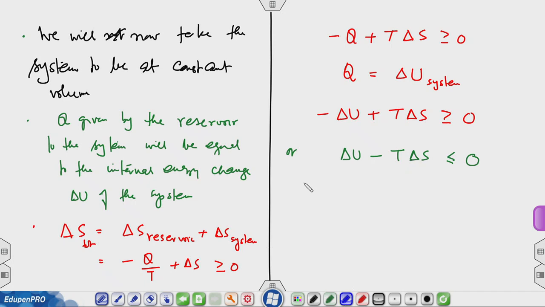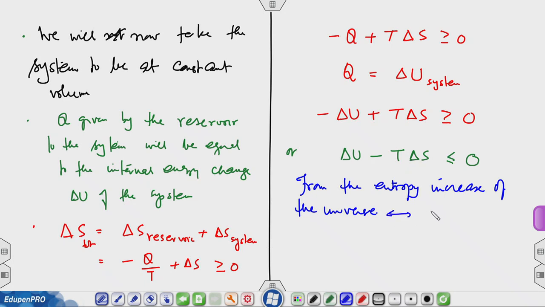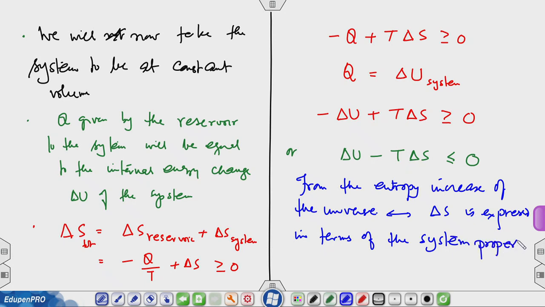And this is from the entropy increase of the universe, nothing else. And this delta S is expressed in terms of the system properties. That's all we are doing. Although we are writing this in terms of system properties, you have to keep in mind that what we are finally doing is that the entropy of the universe is being taken to be increasing, and that is the sum of the entropy change of the reservoir plus the entropy change of the system.